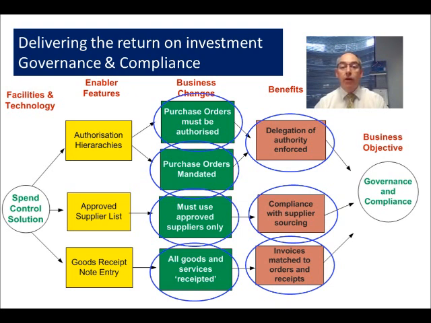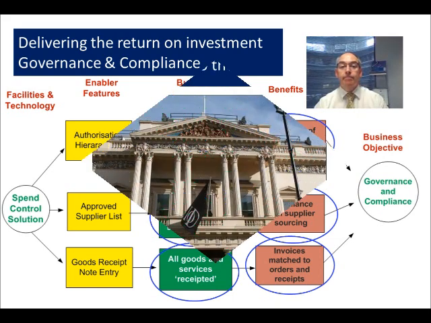So on the left hand side we have our three features. We've identified that we've got 4 business changes. That leads us through to 3 business benefits to deliver ultimately improved compliance with our governance policy for the organisation.